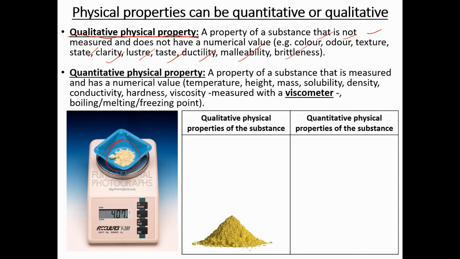So, if we look over here at this picture, we're measuring some sulfur on a balance, and we could describe it with qualitative physical properties. For example, it's yellow, it's a solid. But then you can also describe a substance using quantitative physical properties with numbers, with measurements. So you may have seen a thermometer and measured temperature before, or you may have used a ruler to measure the height of a plant, or you may have used a balance to measure the mass of a substance that you're dealing with in the lab.